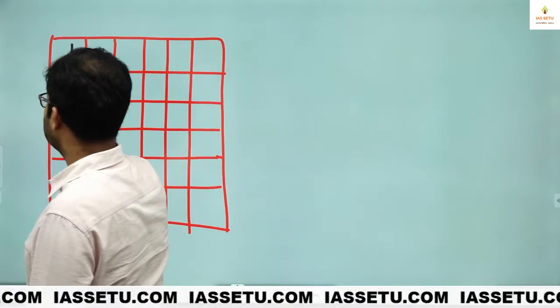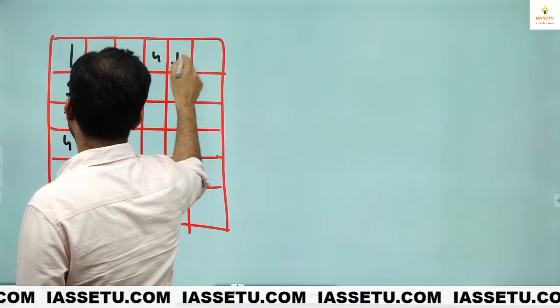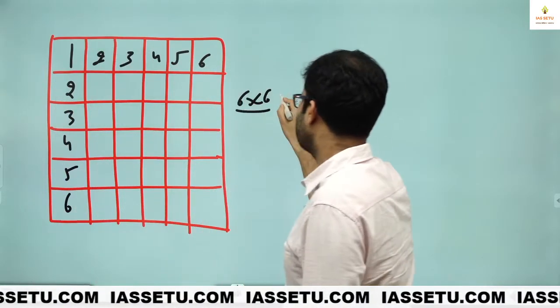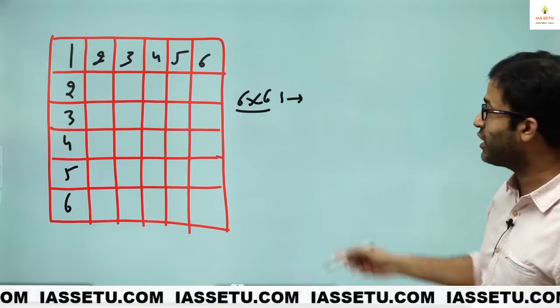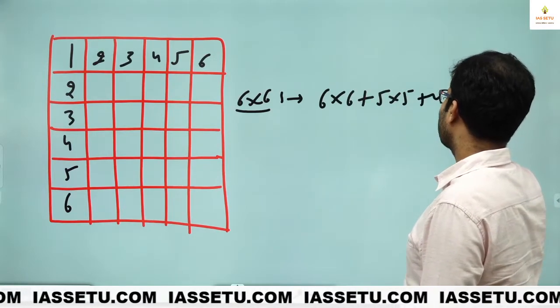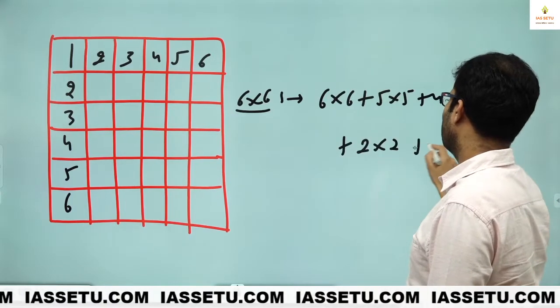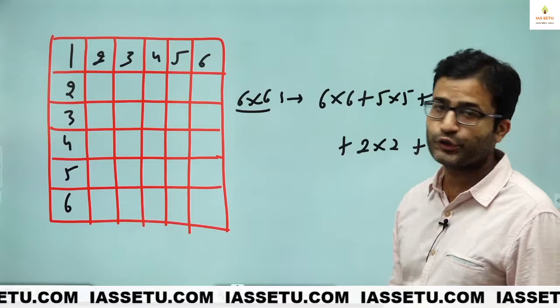So what is this? This is 1, 2, 3, 4, 5, 6. 1, 2, 3, 4, 5, 6. So given figure is 6 by 6. So what we have to do? We have to start with 6 into 6 plus 5 into 5 plus 4 into 4 plus 3 into 3 plus 2 into 2 plus 1 into 1 plus 0 into 0.